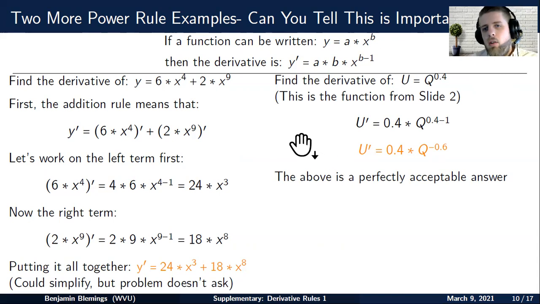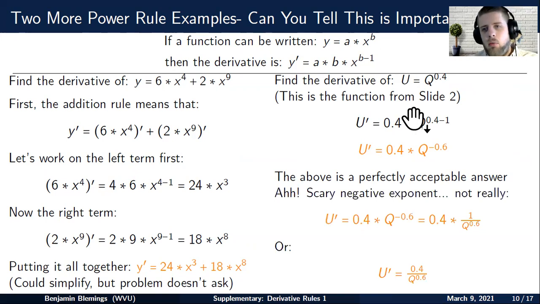And so we see that u prime equals 0.4 times q to the 0.4 minus 1, and we have u prime equals 0.4 times q to the negative 0.6 power. This is a perfectly acceptable answer for the derivative of u equals q to the 0.4. But I know everyone gets kind of scared by negative exponents at this stage of your career, and it's really not that scary. It's just u prime equals 0.4 times 1 over q to the 0.6.